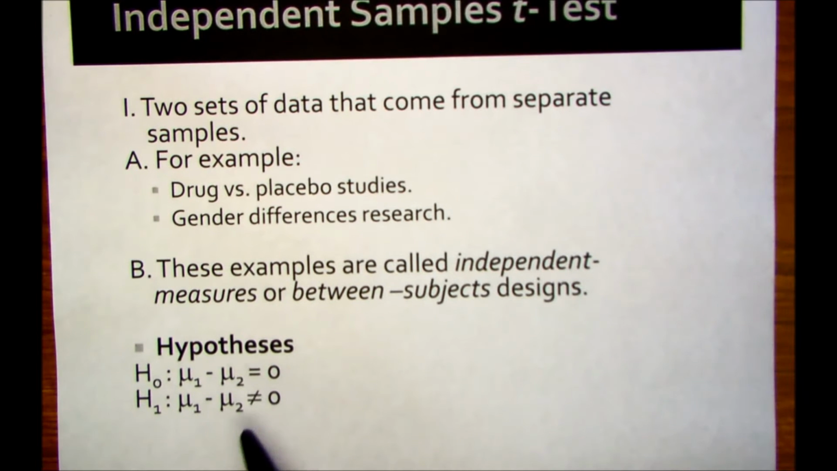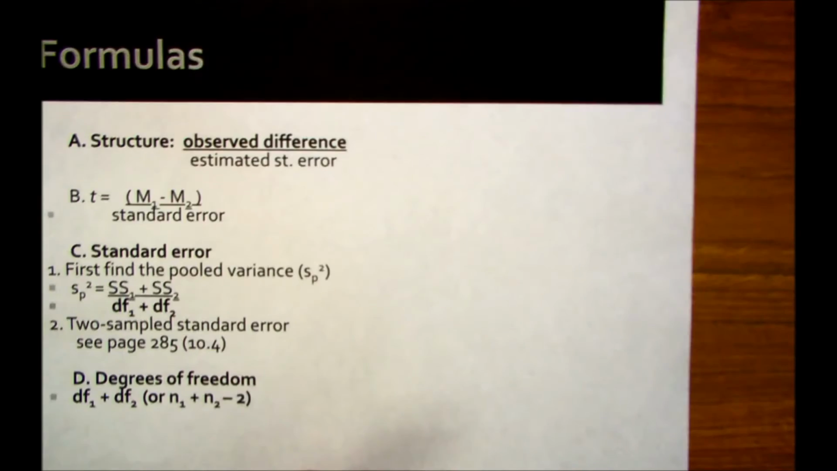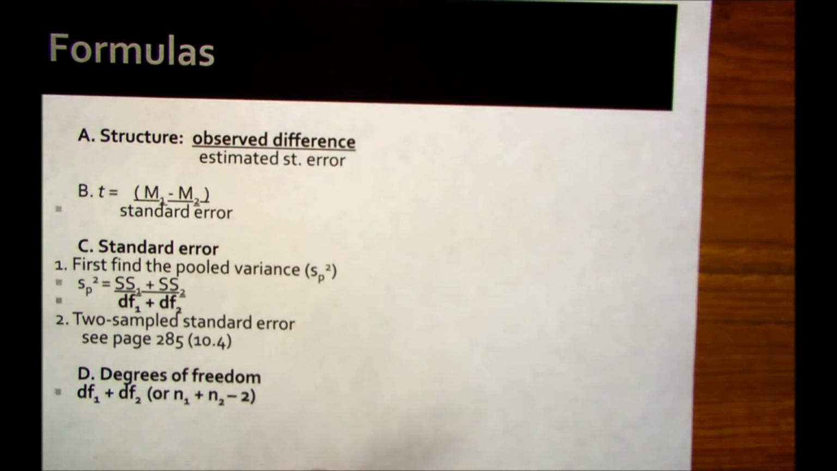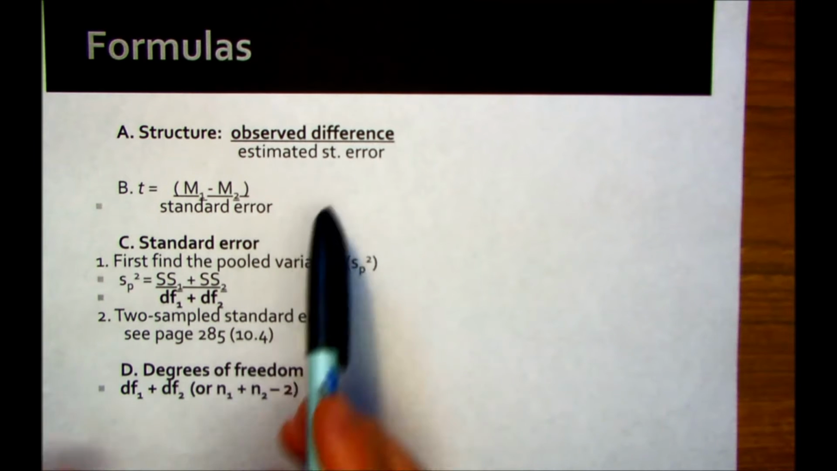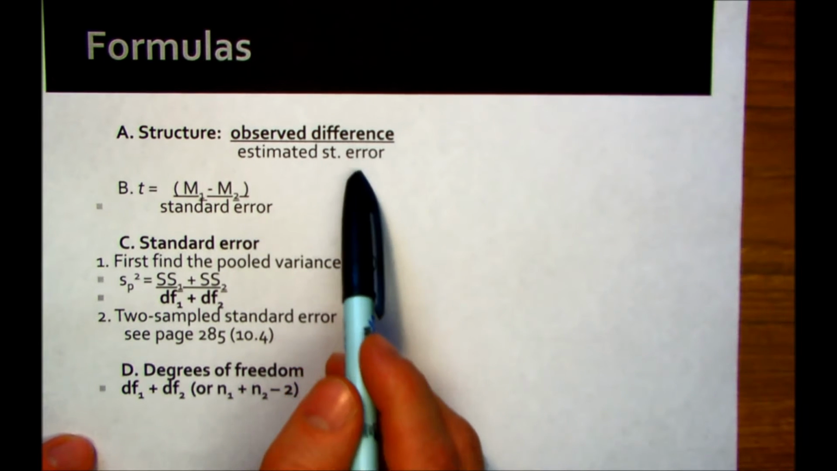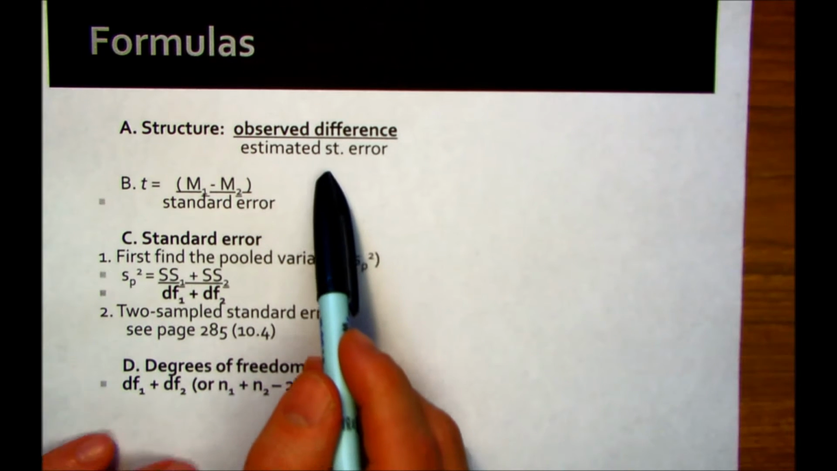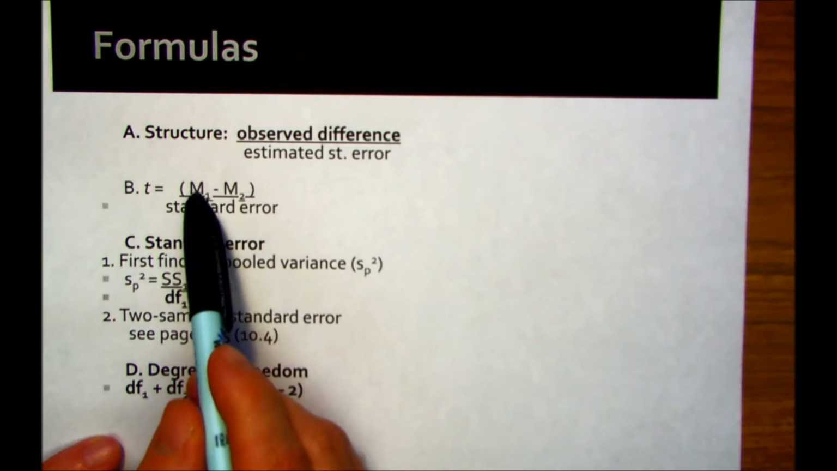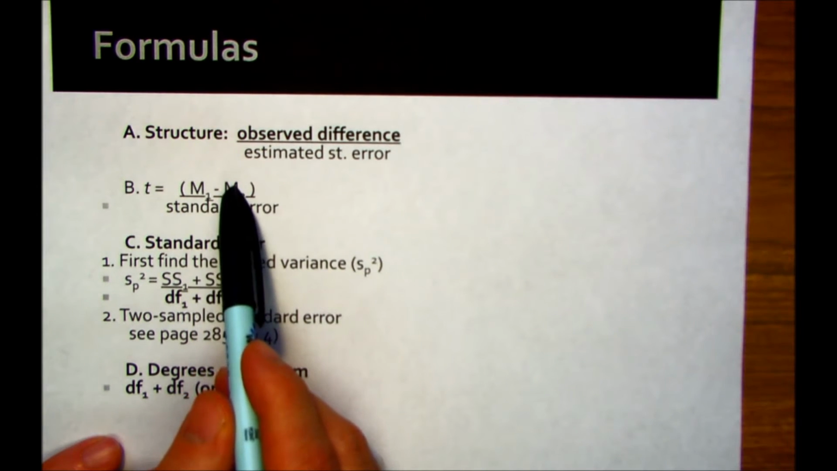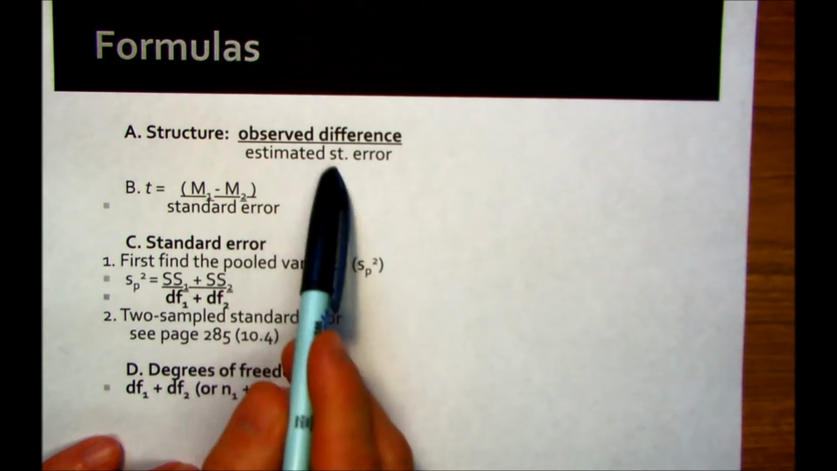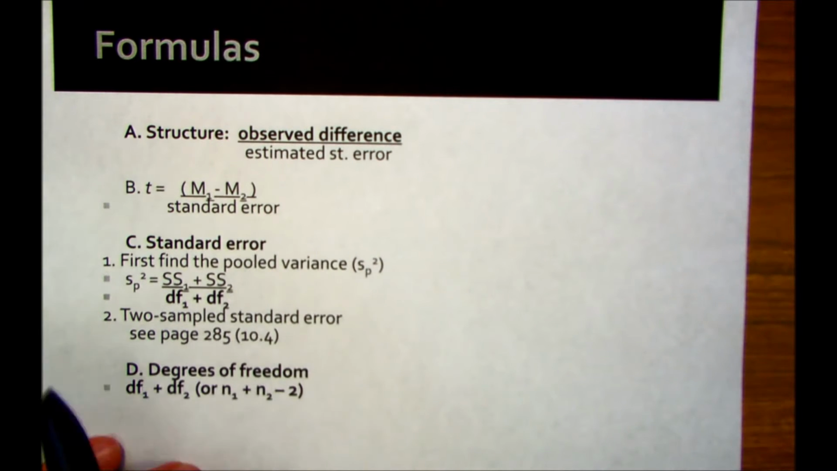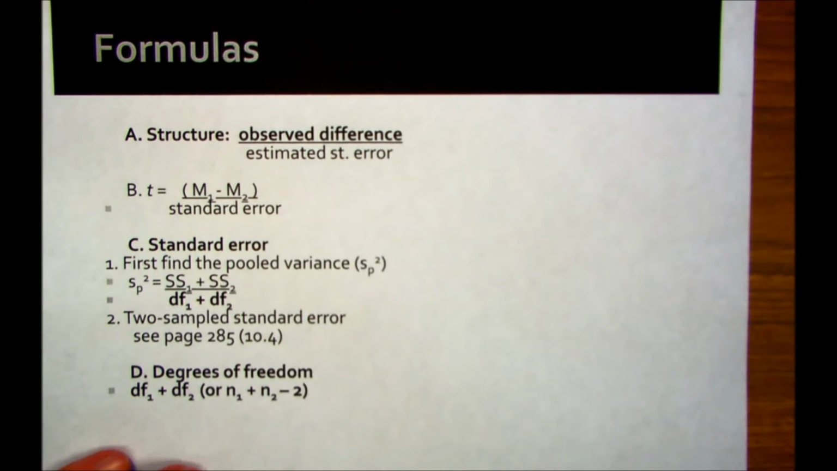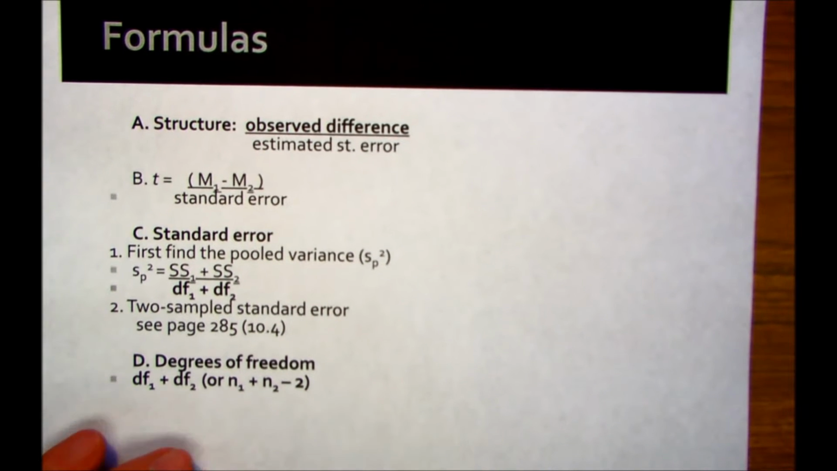And then here's one way in which we could write out our hypotheses for this. The structure of this is the same as what we've had before. We're just looking at the observed mean difference divided by the difference we'd expect by chance, or our estimated standard error. So it's going to be the sample mean for one minus the other sample mean, divided by this estimated standard error.